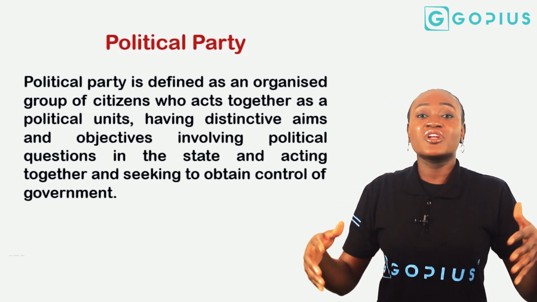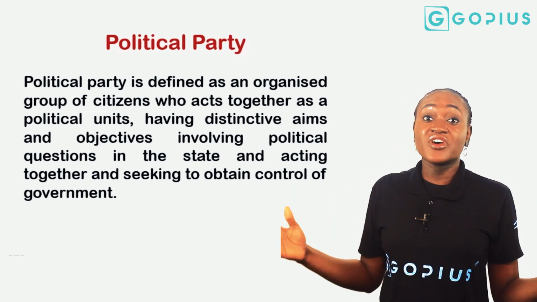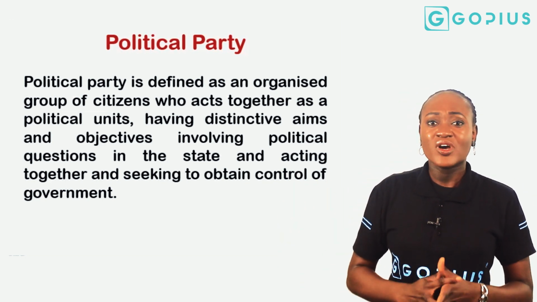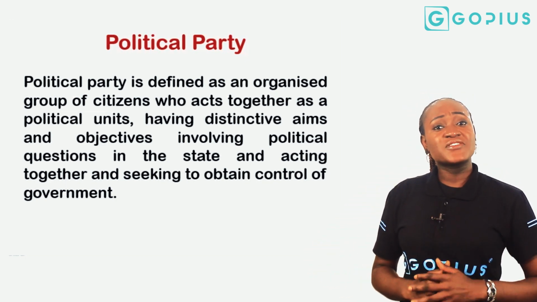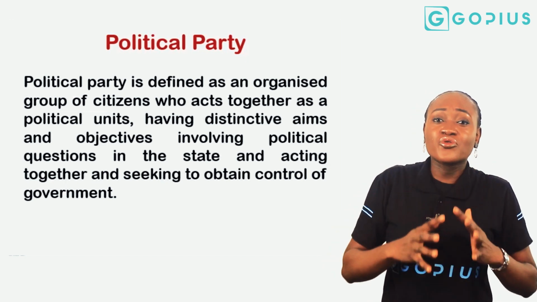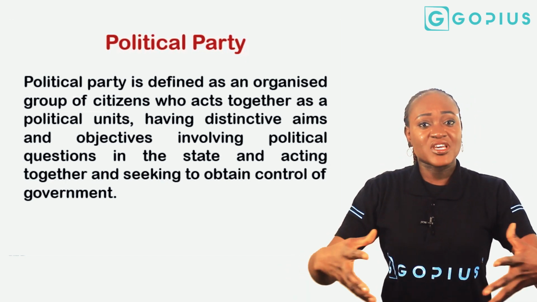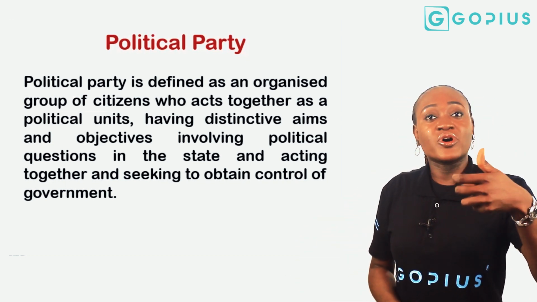Now, we've talked about the political system as a whole. What then is a political party? Of course, we talked about the party system, the various party systems available. But what then is a political party? It has been defined as an organized group of citizens, people who come together, who act together, just for or in quest for political power.